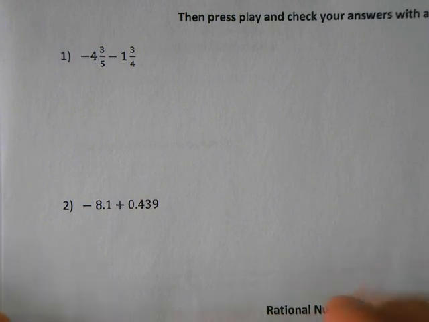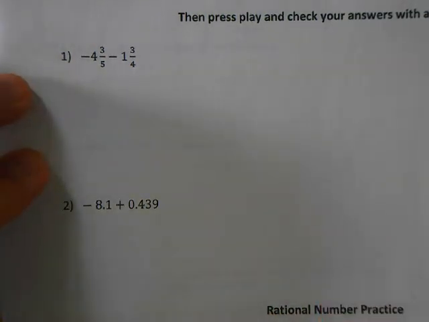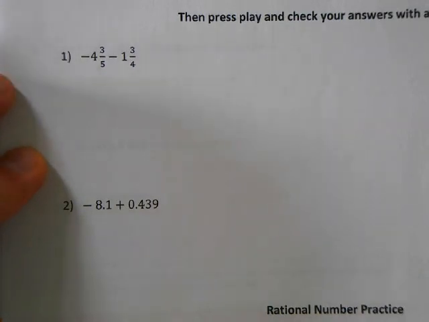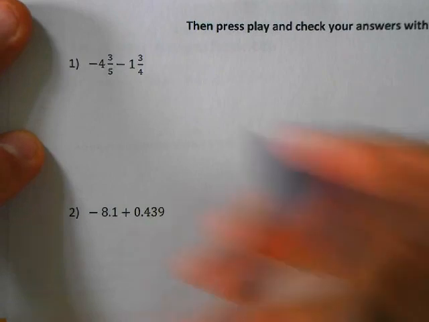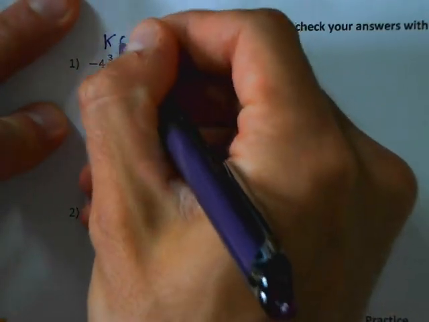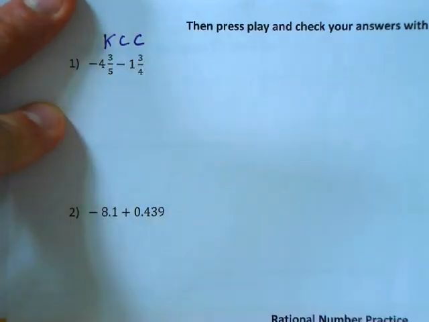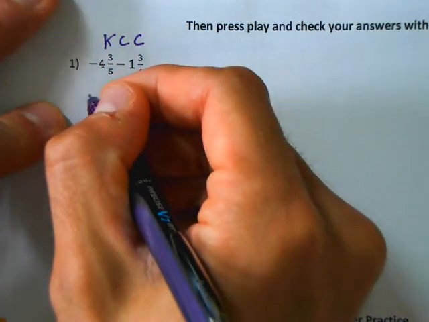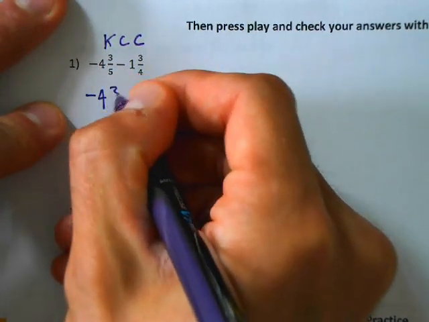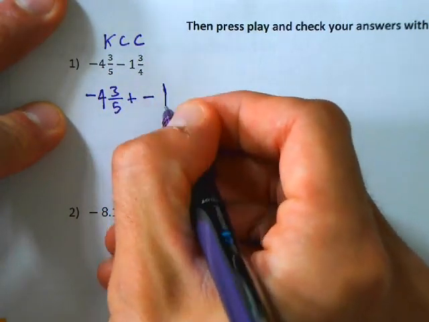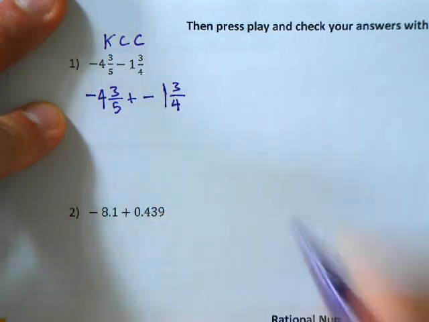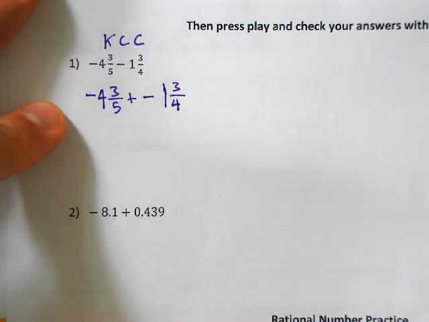Alright, here we go. First question. It's got some rational numbers and I'm freaking out because I see fractions, I see negatives. So first thing I'm going to do is I'm going to remember that these are just numbers and I can still apply the same rules that I did with integers. I can keep the first number, change subtraction, and change the second number into the opposite. So if I rewrite that, it's negative 4 3/5 plus negative 1 3/4. Okay, now I'm still a little uncomfortable, so I'm going to do some estimation.